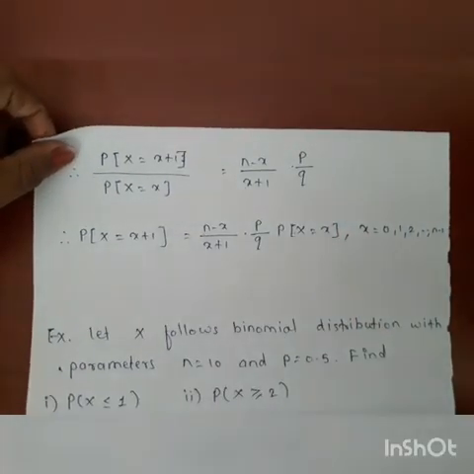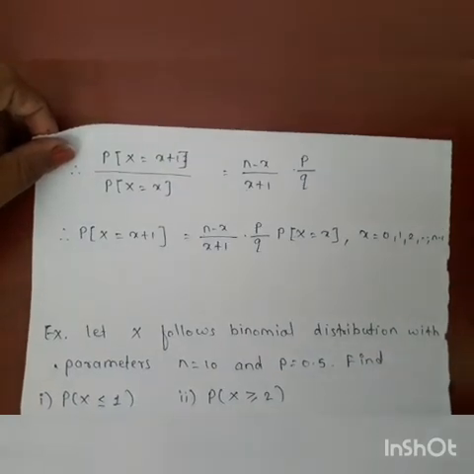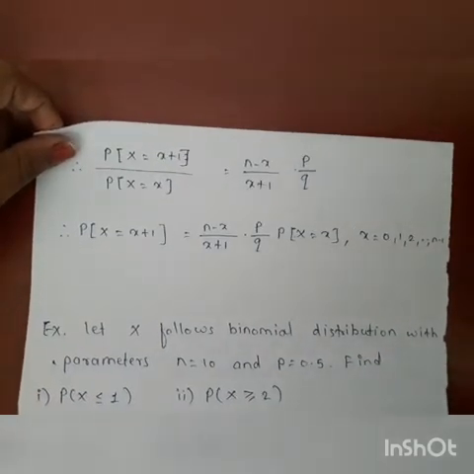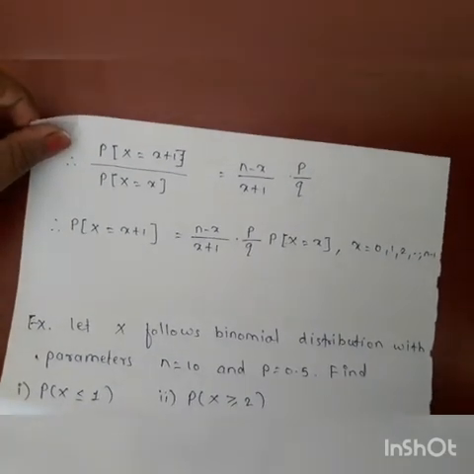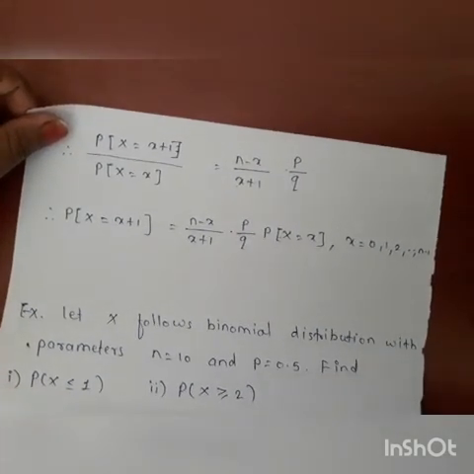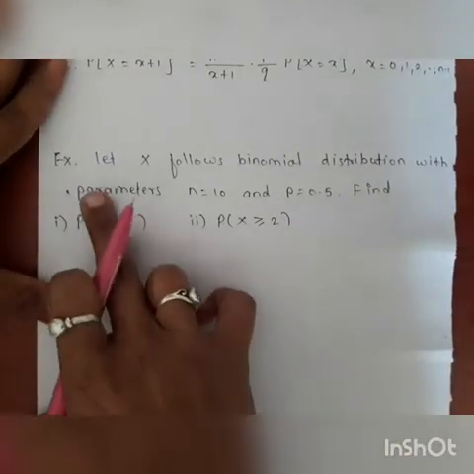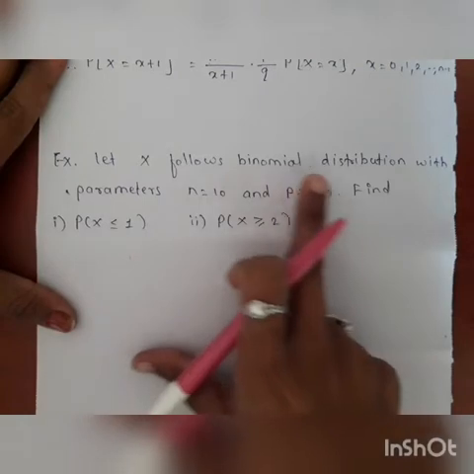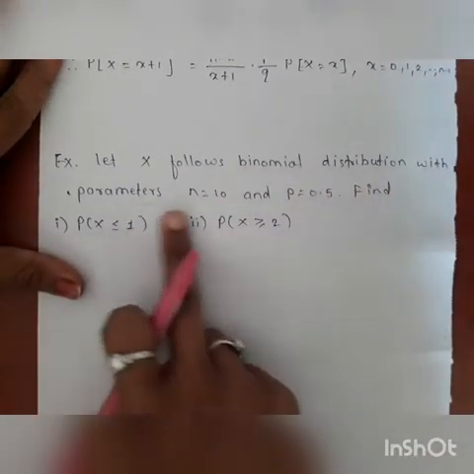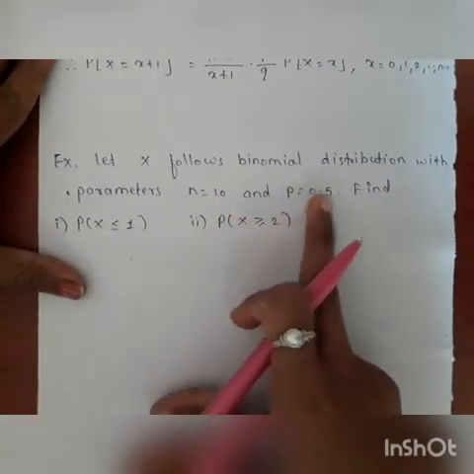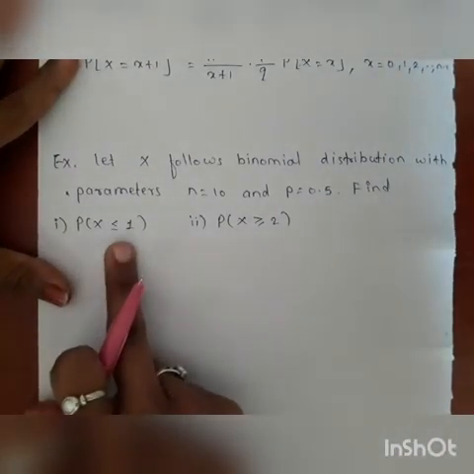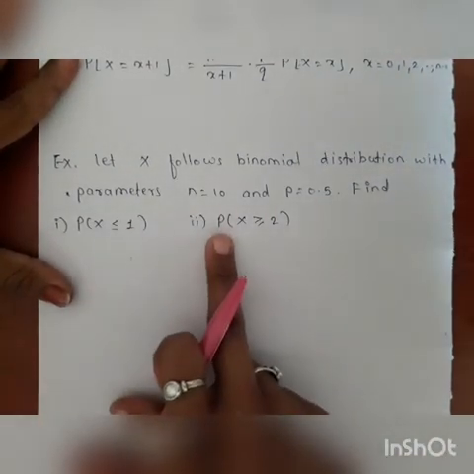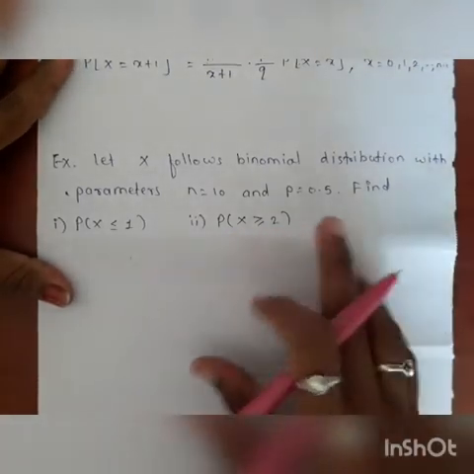This above recurrence relation is useful to find the probabilities of the binomial distribution. For this, first evaluate P(X equal to 0), which is equal to q raised to n. So, first example: let X follow the binomial distribution with parameters n equal to 10 and p equal to 0.5. Find first, P(X less than or equal to 1), and second, P(X greater than or equal to 2).